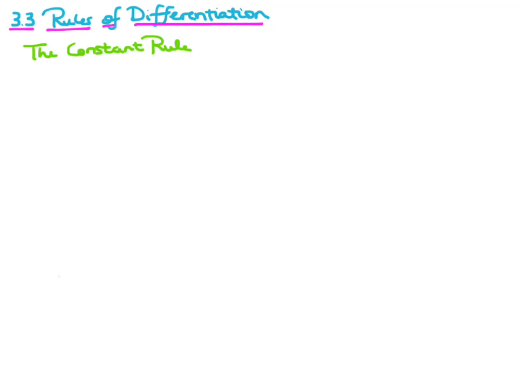The most basic of these rules is the constant rule, and this is the differentiation rule that's applied to a constant function like y equals 2. So for y equals 2, let's just think about this graph for a moment. If I sketch a graph of y equals 2, it's just a horizontal line crossing the y-axis at 2.